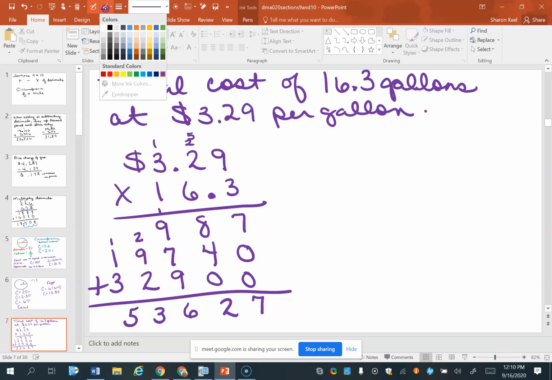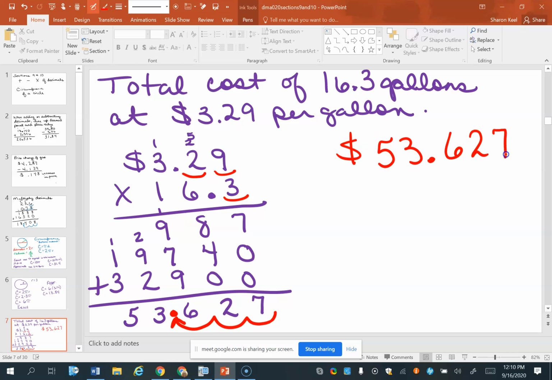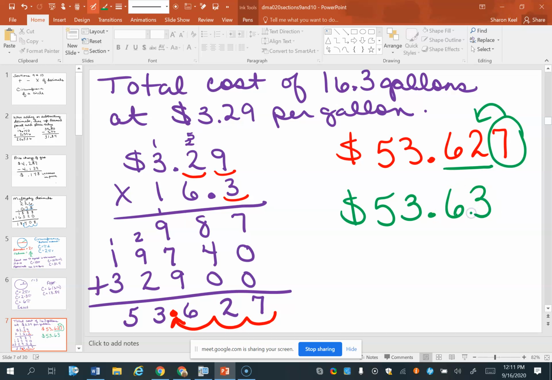Once you have done your calculation, we have 3 numbers that come after the decimal, so starting 3 places from the right we place the decimal. We're rounding money, so we round to the nearest cent. Money goes 2 places. You look at the digit after, and that 7 falls between 5 and 9, so that means we round up to 63 cents. And that is all of what we have in sections 9 and 10.